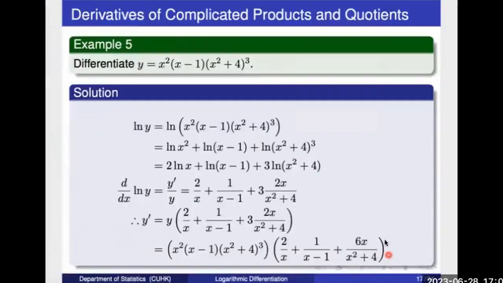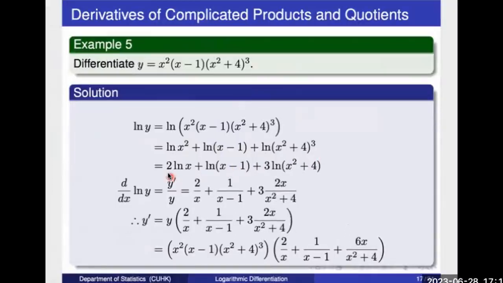Let's take a look at an example on screen where we are asked to differentiate y equals x squared times x minus 1 times x squared plus 4 raised to the power 3. The natural logarithm of y equals the natural logarithm of x squared times the quantity x minus 1 times the quantity x squared plus 4 to the power of 3. This equals the natural logarithm of x squared plus the natural logarithm of the quantity x minus 1 plus the natural logarithm of the quantity x squared plus 4 to the power of 3.